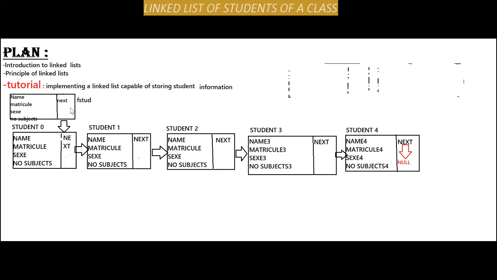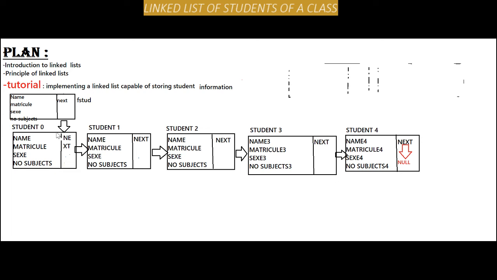Okay, the next principle of the linked list is this: if we consider the case that we have already entered the information of student 0, the name, the matricule, the sex and the number, and student 1, the name, matricule, sex and number, and we want to enter student 2, once we reach here, if we do not implement a method through which we store the address of student 0, it means that once we end with student 4, we will have no means to access student 0.